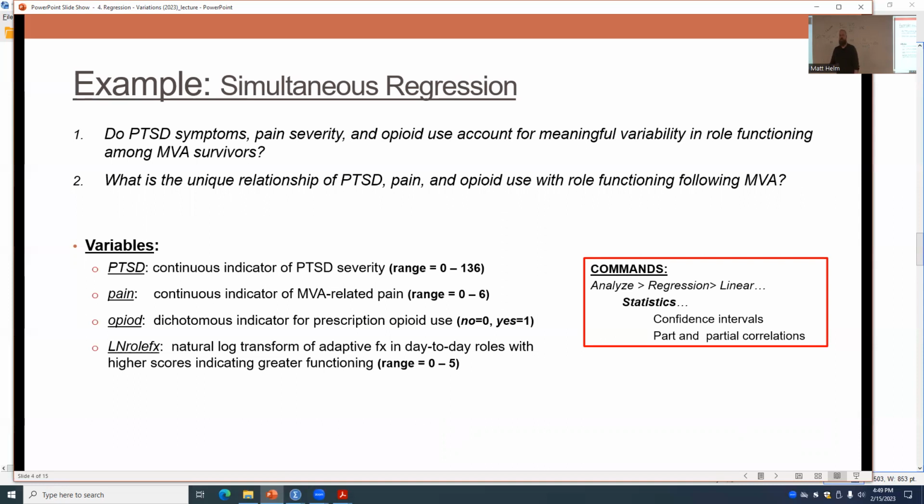This is my R squared, right? This is the combination of these together. Does it predict variability in my outcome? Okay. Then number two, what's the unique relation of PTSD, pain, and opiate use with role functioning?